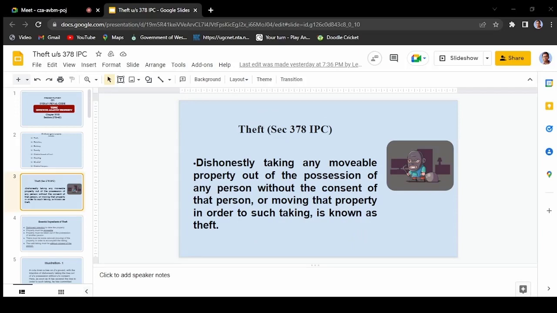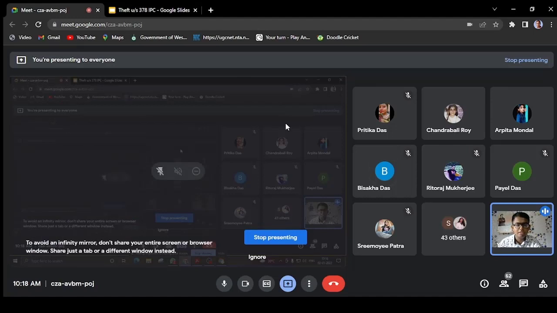What does the Bare Act say? Can anyone please read slowly? Please, juniors, anyone? Please, anyone read from the Bare Act. Anyone?